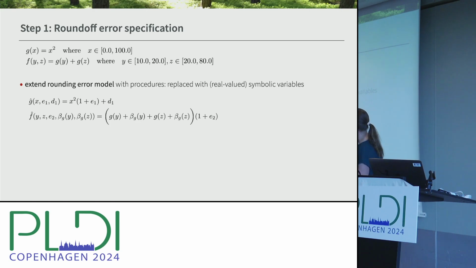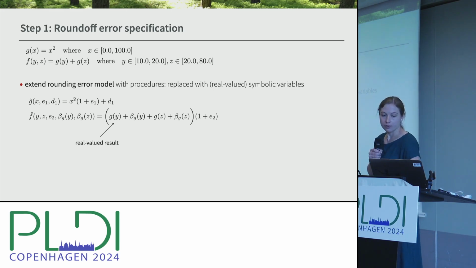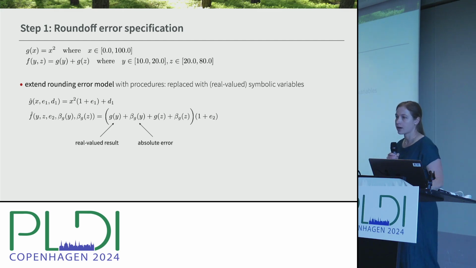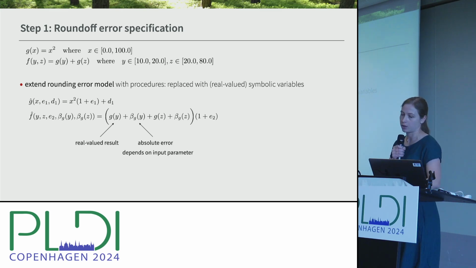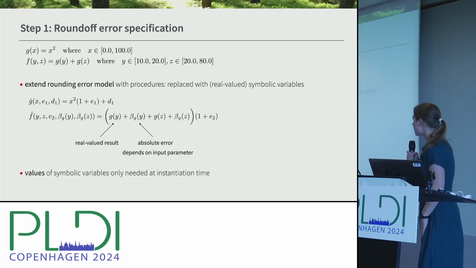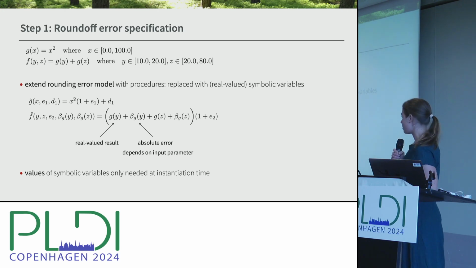So if we take our example, then the G is the same as we had before with just the E's and D's. And now for the function called G, we express it as the real valued result of G, of the function, plus some error. And the error is exactly that error specification that we want. And this error specification depends on the input parameter. So it won't be just a constant, but it will be a function of the inputs. So the values of these symbolic variables are only needed at instantiation time in the second step.